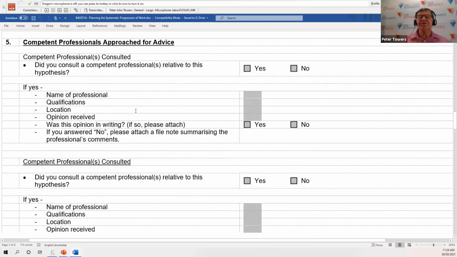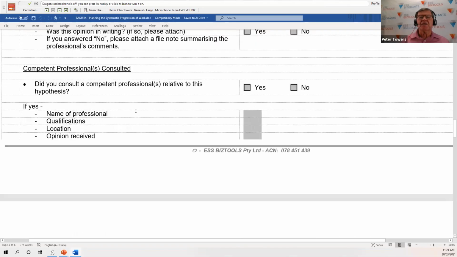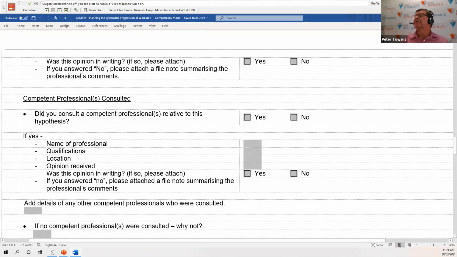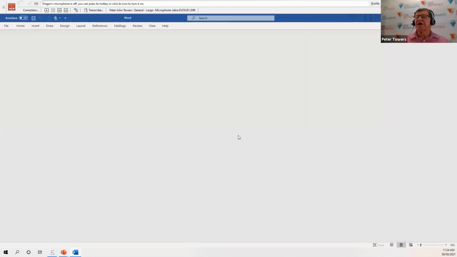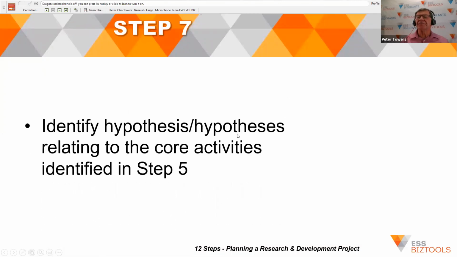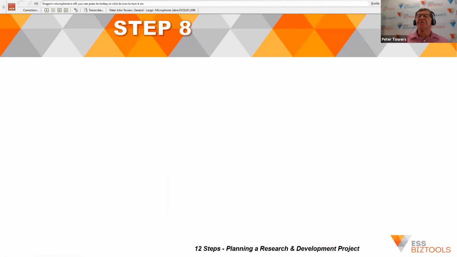Who was approached for advice? What did they say? And so on is the information contained within that form. So let's move on now. Step 7. The hypothesis relating to the core activities that were identified in step 5 have to be identified. And I probably already referred to that.